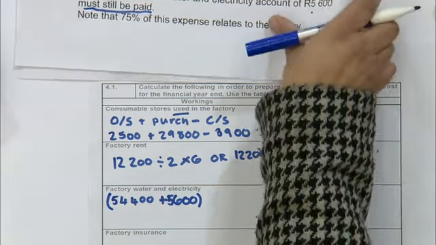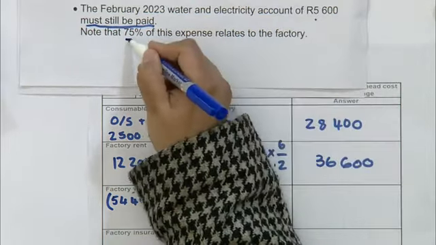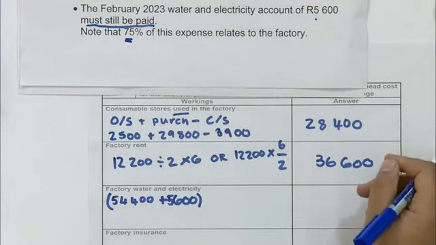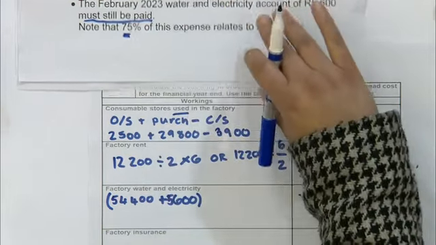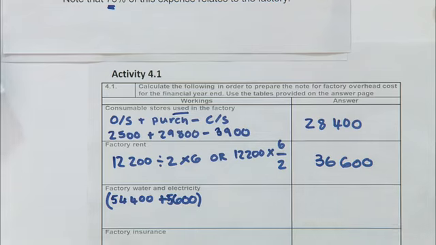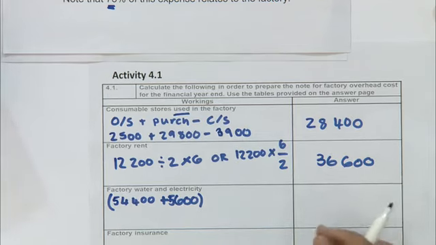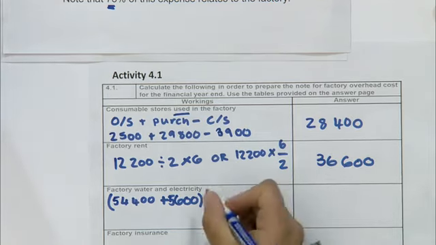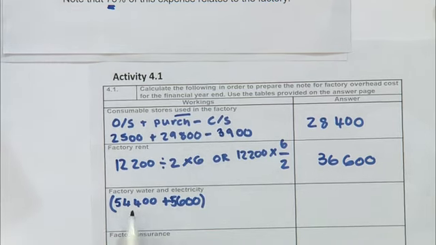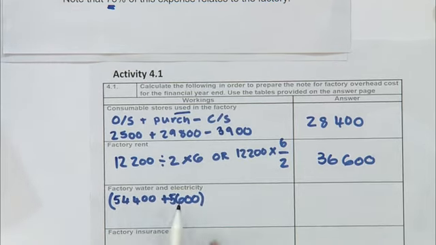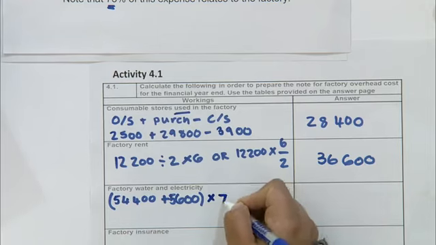Then they tell us, remember, they told us, note that 75% of our water and electricity relates to the factory. And remember, we are trying to figure out what the factory overhead cost is. Factory. Right, so what are we going to do? We're first going to figure out what our total water and electricity is, and then we're going to say times 75%.